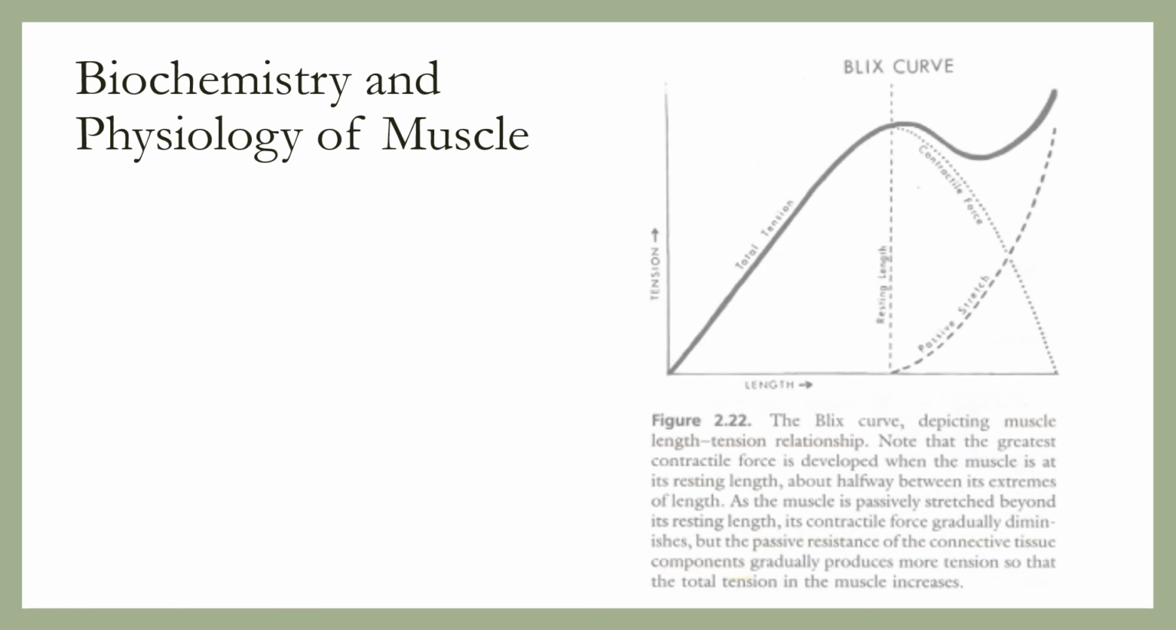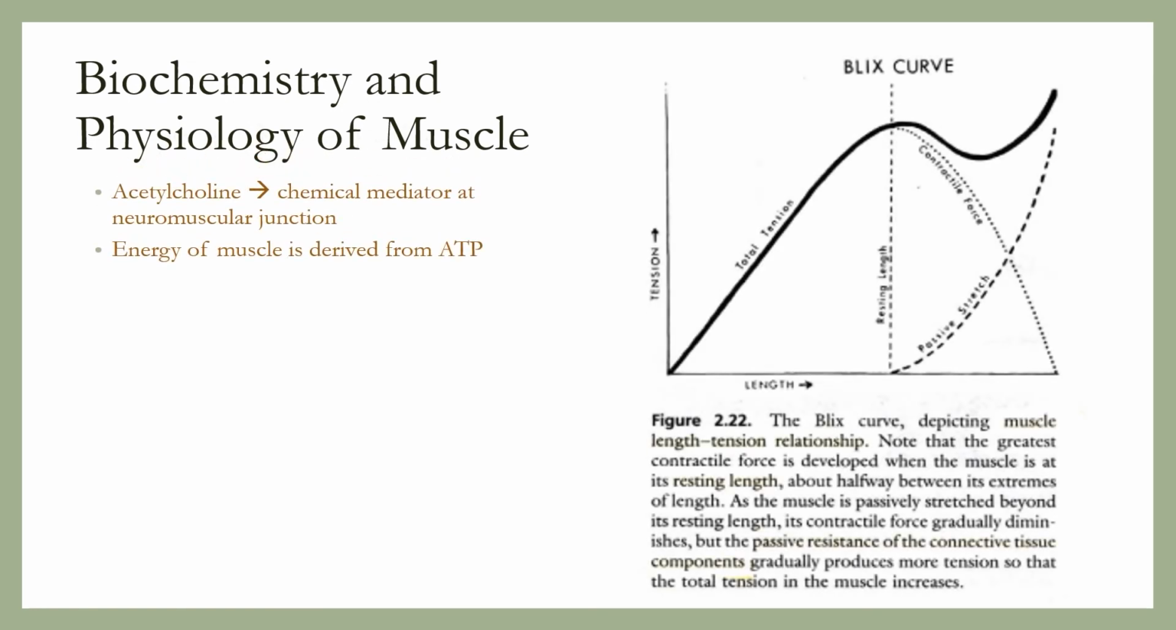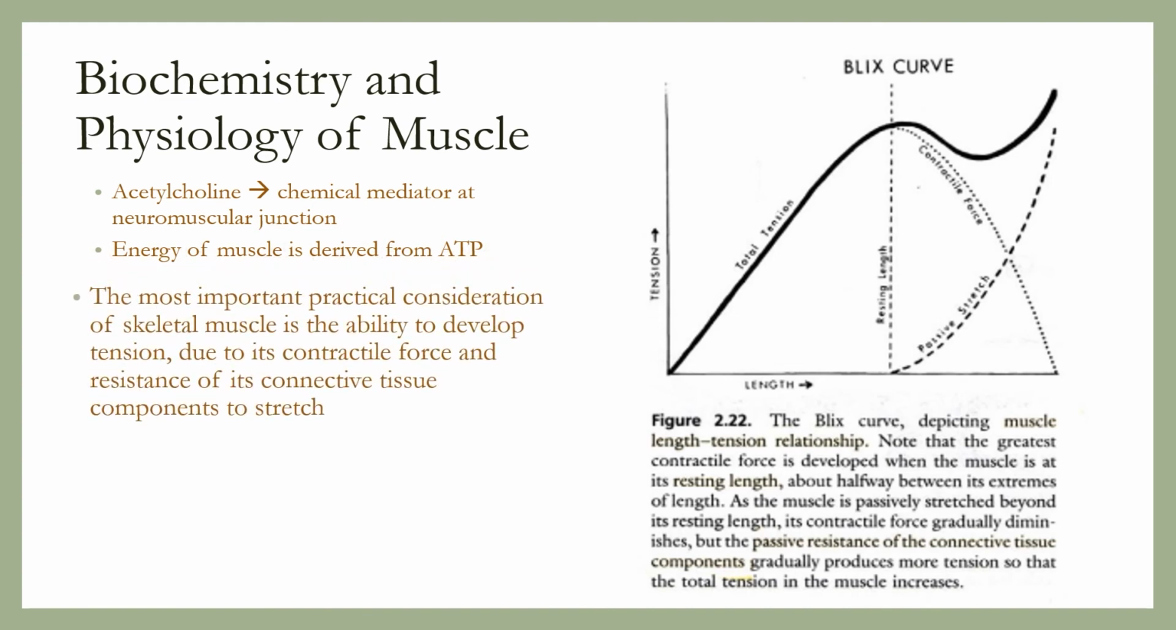Biochemistry and physiology of muscle. Acetylcholine is the chemical mediator at the neuromuscular junction. The energy of muscle is derived from ATP. The most important practical consideration of skeletal muscle is the ability to develop tension due to its contractile force and the resistance of its connective tissue components to stretch. It has the all-or-none law.